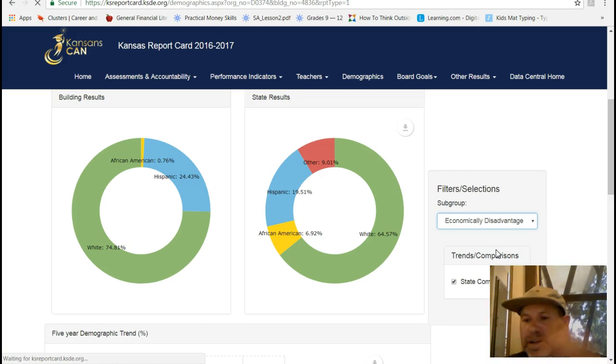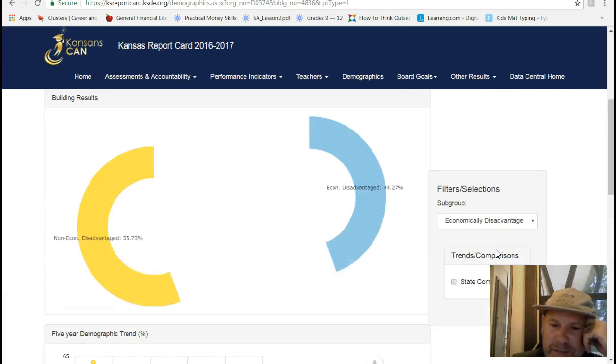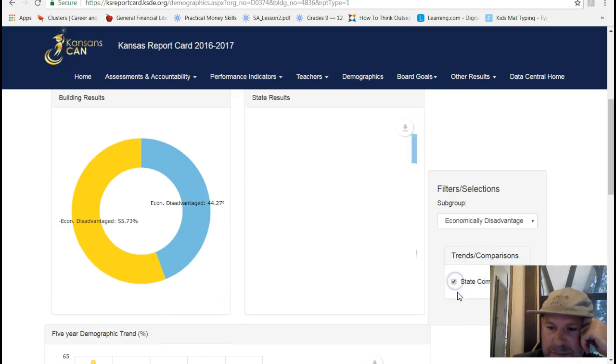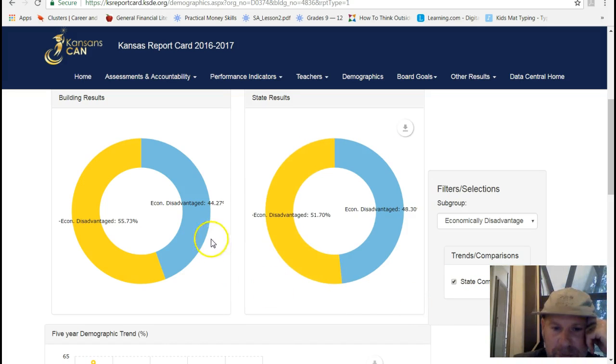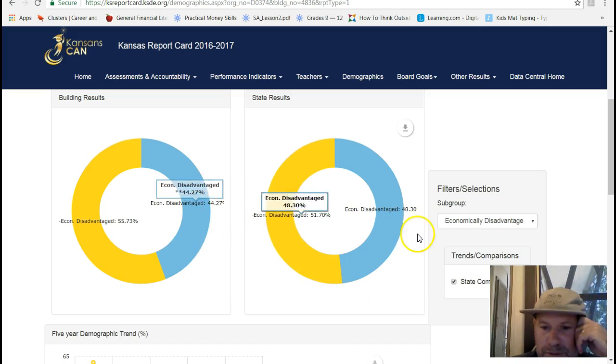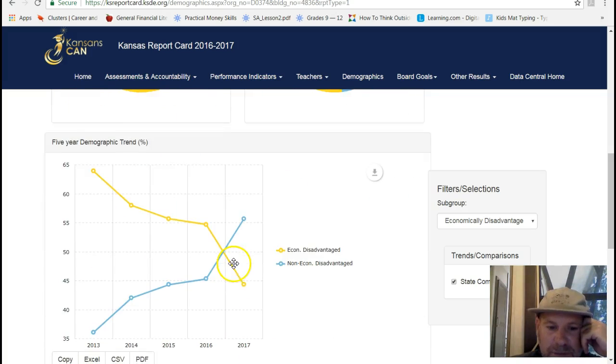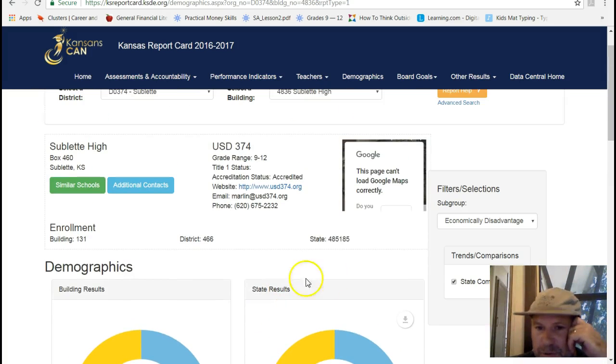The socioeconomic status, economically disadvantaged, I would assume we would be a little lower on the economically disadvantaged than the state, but let's make the comparison here. And we are just a little bit lower. We're 44.27, 48.30 is the state. So I was surprised that we had this many economically disadvantaged students in our school system. It seems like I didn't realize that at first until I pulled up a demographic report card here.